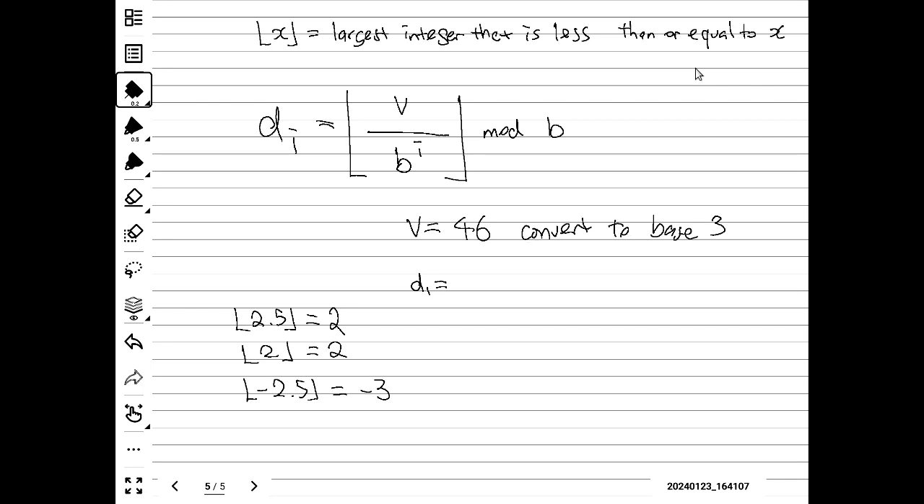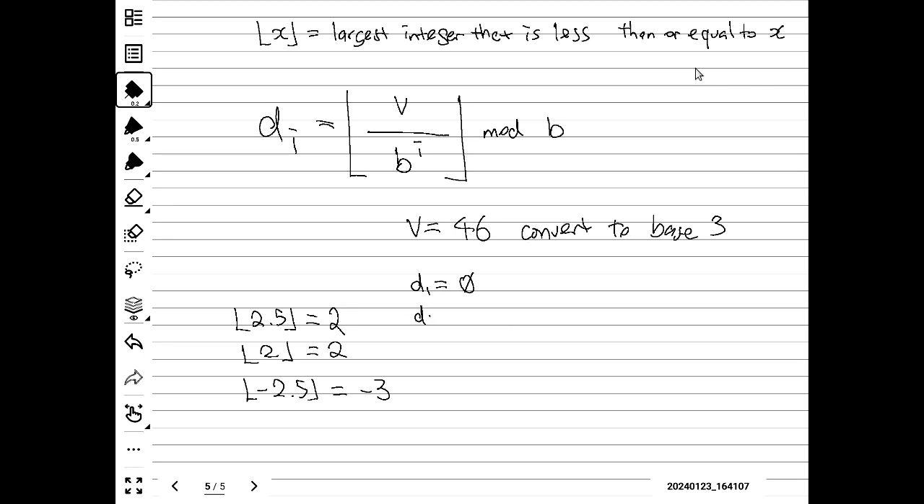Well, V is the same, 46, and we want to divide it by B, which is 3, to the power of 1. So 46 divided by 3 is 15.333333, and so on. And the question now is, what is the floor of 15.33333? 15. And then what is 15 mod 3? 0, very good. The remainder of 15 divided by 3 is 0.